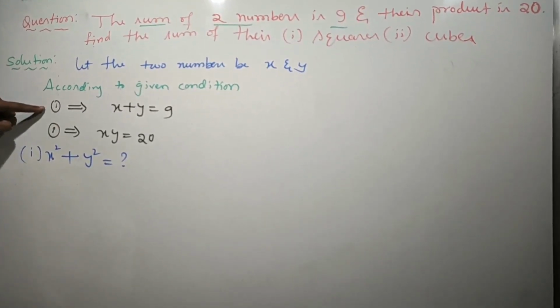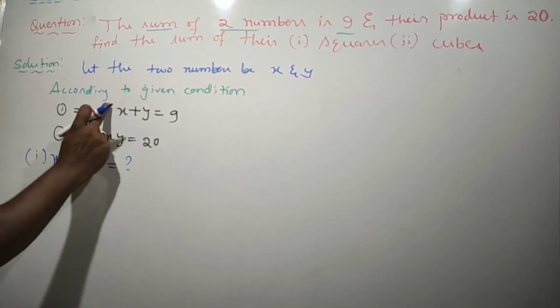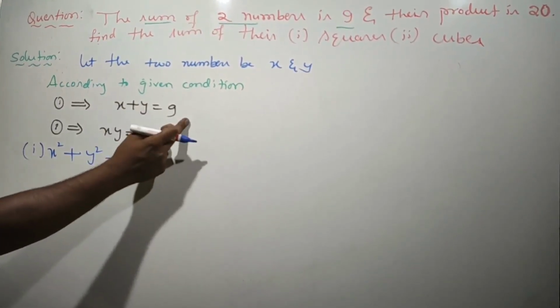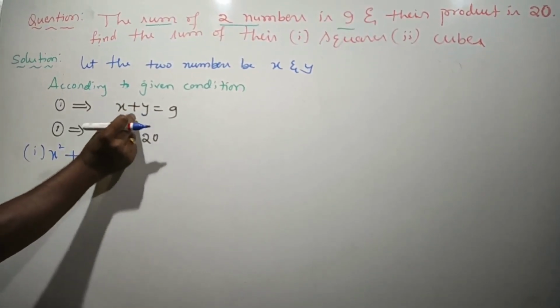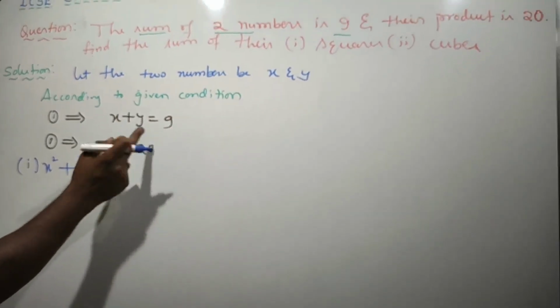Observe the condition. According to the given first condition, x plus y is equal to 9. If I square this whole thing, what happens? x square plus y square plus 2xy is equal to 9 square will come. Understand?